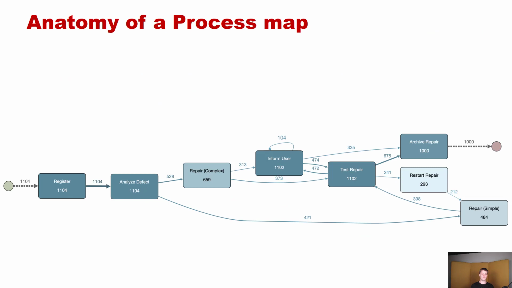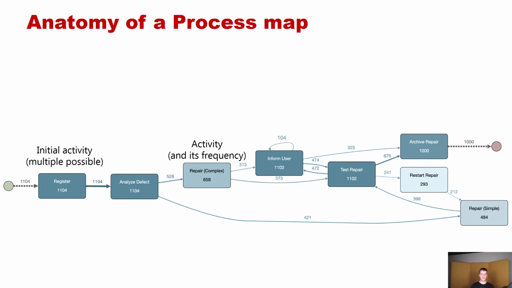But let's take a look at more in detail. So first of all, we have activities. Nodes of the graphs are basically activities. So in this case, we have an activity and its frequency. So repair complex is performed 659 times.